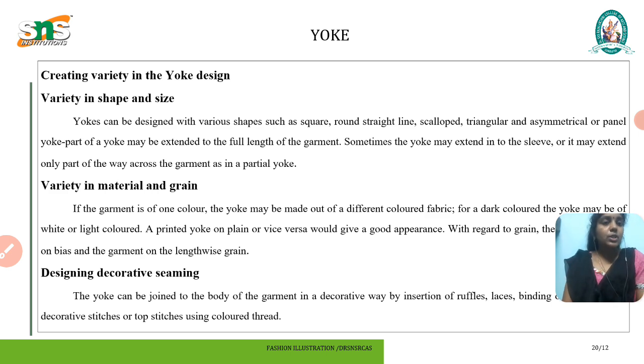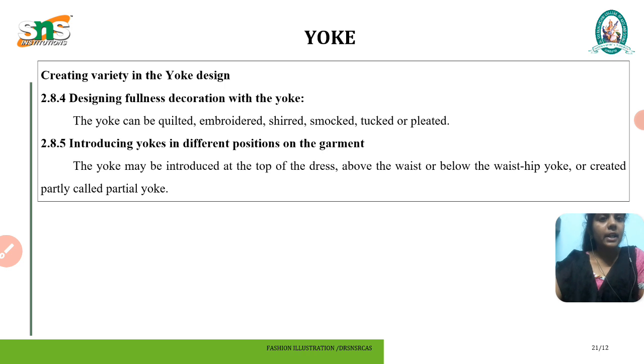Designing as a decorative seaming. So how we can use the seams in a decorative form has to be mentioned clearly. Next one is creating varieties in the yoke designs. Designing the fullness decoration with the yoke. The yoke can be quilted, embroidered, shirred, smocked, tucked or pleated. So those things are for decorative purposes, and those can be done as decoration.